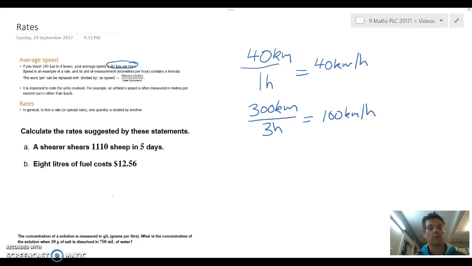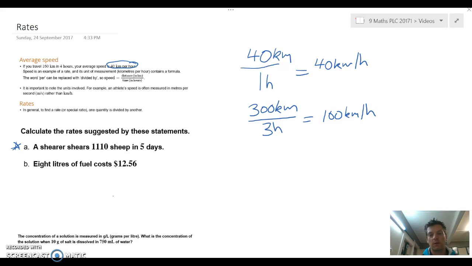Now obviously when we talk about rates, it doesn't have to always be kilometres per hour, and we can basically think of it as dividing one number by another number. So if we go with some other examples here, we can see that a shearer shears 1,110 sheep in 5 days. So we take one number, divide it by the other.